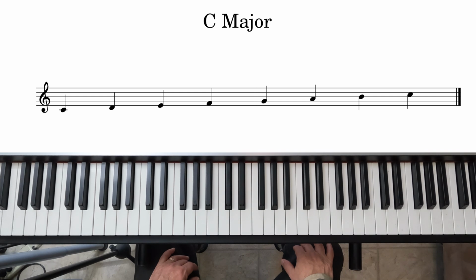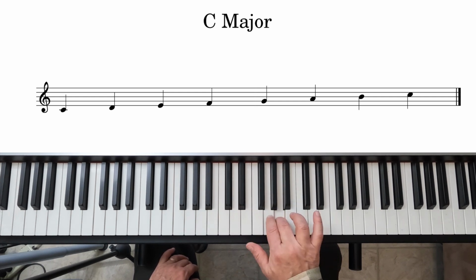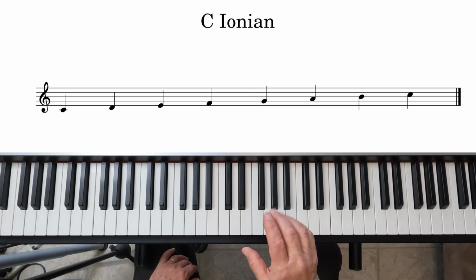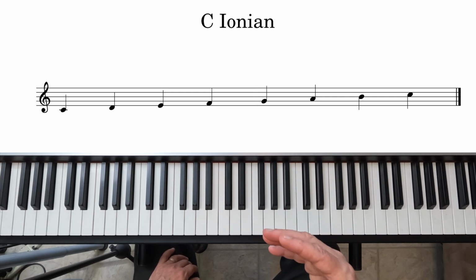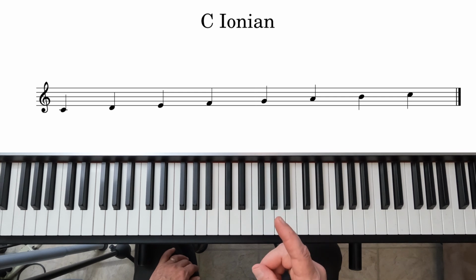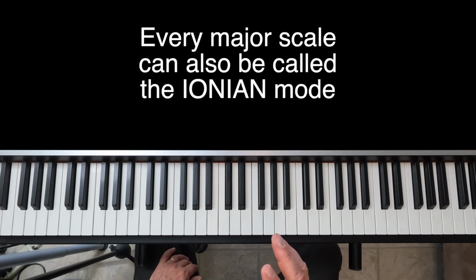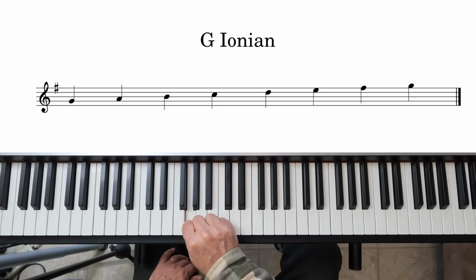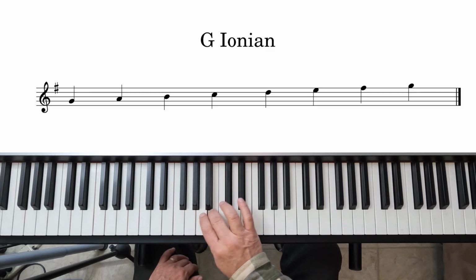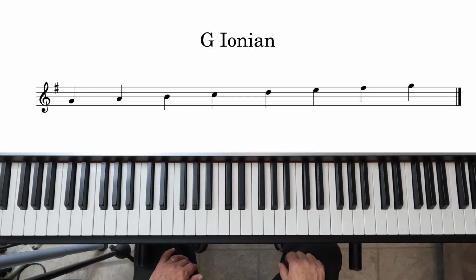Now here is how we found the various modes. We started with what we originally referred to as the C major scale. Then we learned that you can also call this the Ionian mode. And in this case, we call it C Ionian, since C is the root note. So consequently, every major scale can also be called the Ionian mode of that particular scale. So for example, you start on G and play the G major scale. That's also G Ionian mode.